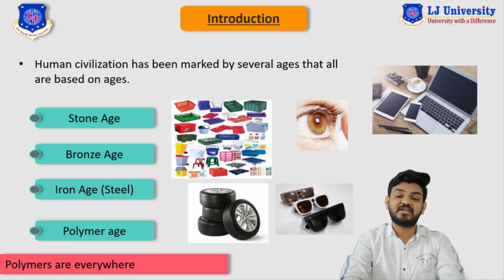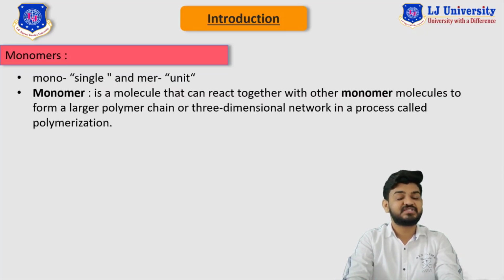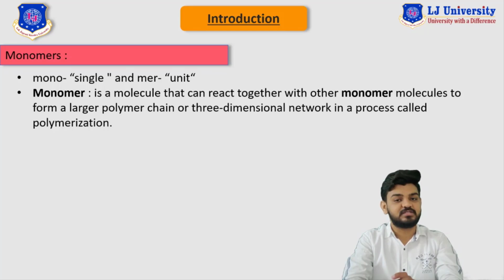So one natural question may arise: what is the material that the polymer is made up of? Well, to answer this, all the polymers are being made up of the substance that we call the monomer. So let me just define what we mean by the monomer. The monomer is a classic Greek word where mono means single and mer means unit. So monomer is the single unit of any molecule.